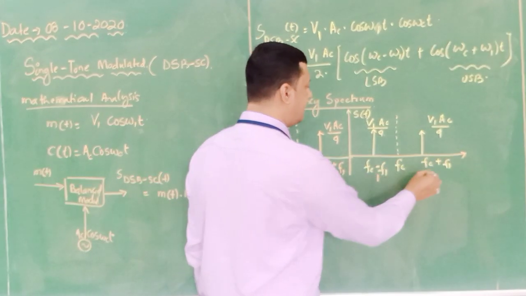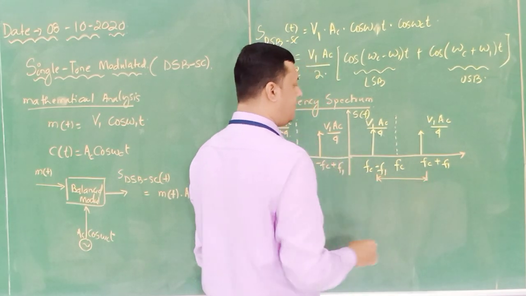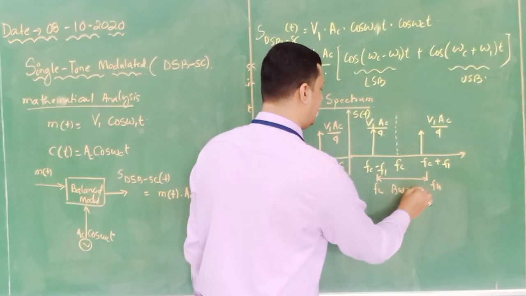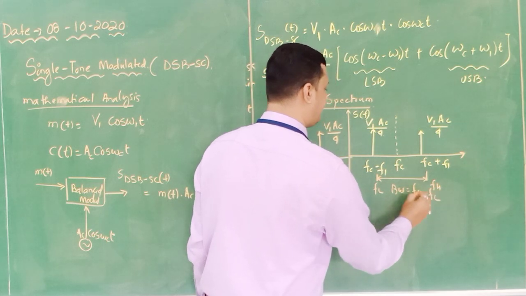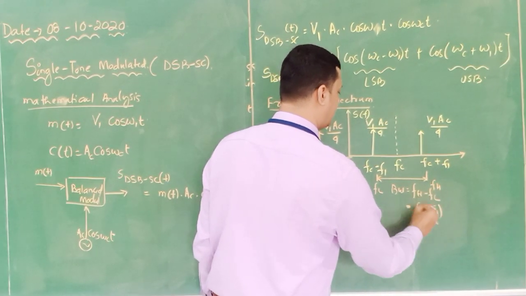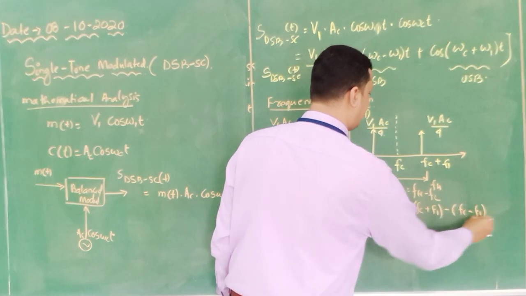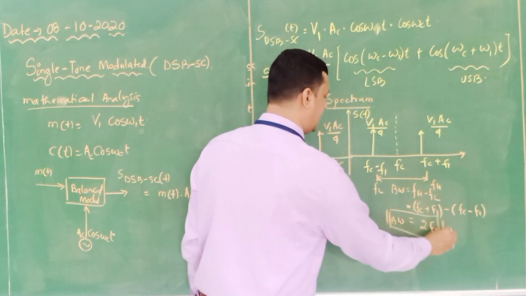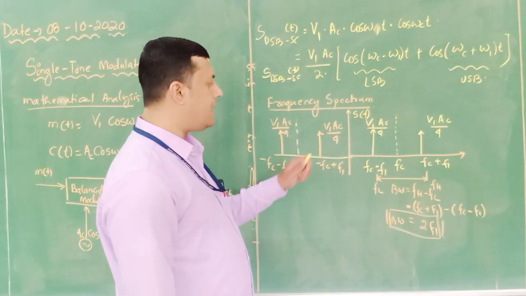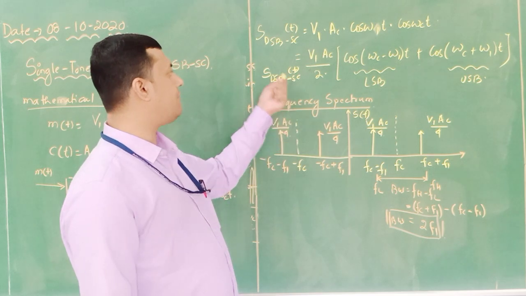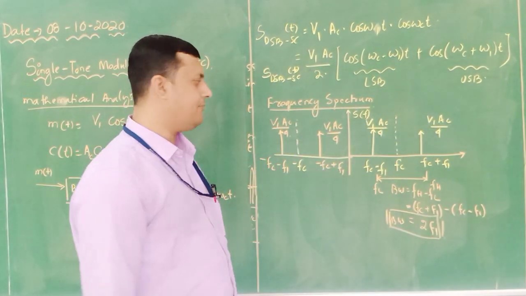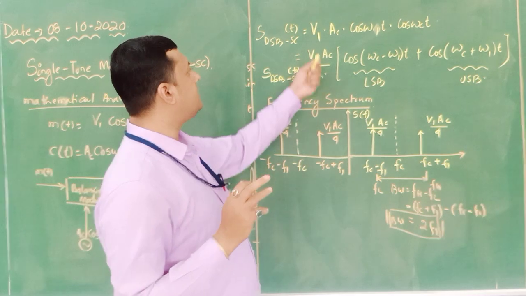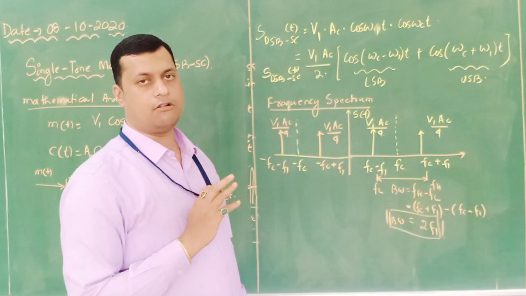So if this is the sideband, what will be my bandwidth? Bandwidth is the higher frequency minus the lower frequency, Fh minus Fl. Fh is Fc plus F1 minus Fc minus F1, so that means it is twice F1. So this is the bandwidth of the DSB-SC signal, for the frequency spectrum of a generated DSB-SC signal. Here we have used only one frequency for the modulating signal, so it is called a single tone modulated signal.